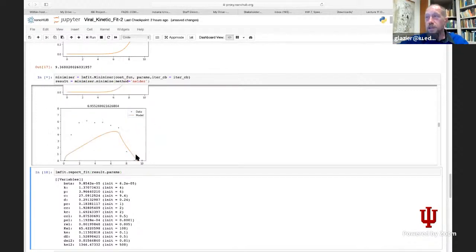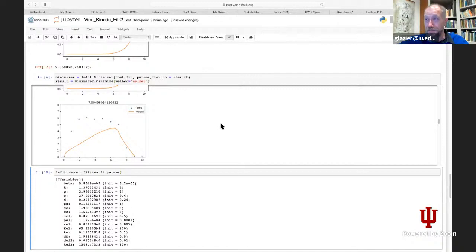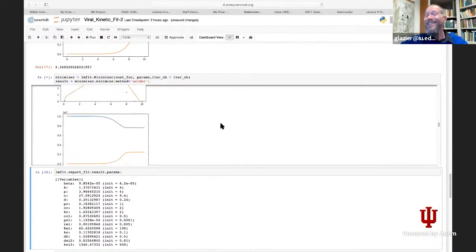But I guess you're getting a lesson in the fact that parameter fitting is more of an art than a science, maybe in a harder way than we intended. Yeah.